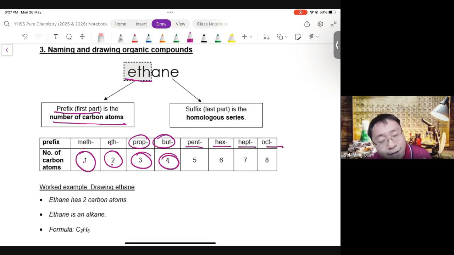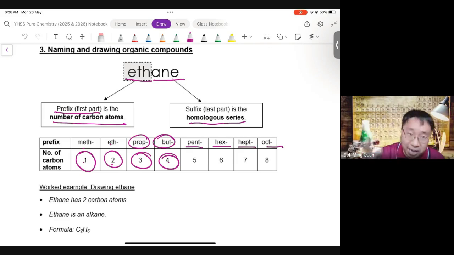Pent is 5. Pentagon, 5 sides. Pent means 5 carbon in this case. Hexagon, 6 sides. So hex means 6 carbons. And so on and so forth. Okay? So the first part, the prefix, will tell you the number of carbons inside the molecule. Now, when I say number of carbons, I mean the total number of carbons. Now, ane, the second part of the name, tells you which homologous series it belongs to.